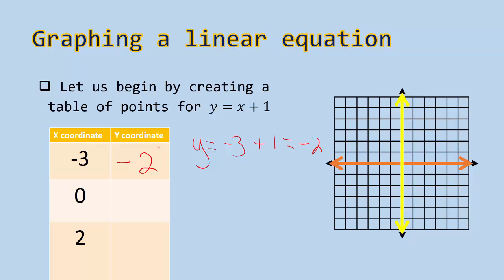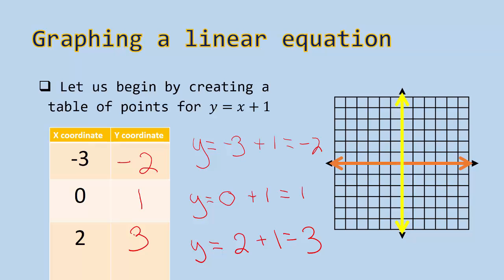Now let's do the same thing when I replace x with 0. So I'm going to take the equation y is equal to 0 in place of x, plus 1, and 0 plus 1 is equal to 1. So when x is 0, y is 1. Now we're going to try the last one. So again, y is equal to, I'm going to replace the x with 2, bring down the rest of the equation. 2 plus 1 is equal to 3. So when the x coordinate is 2, my y coordinate is 3.